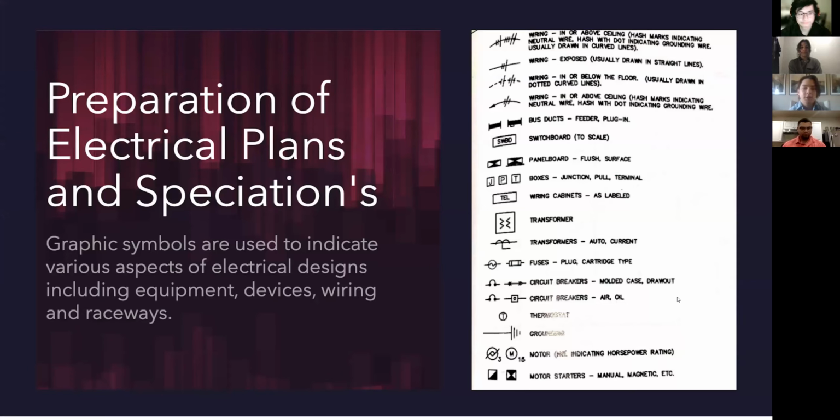And then you have your preparation of electrical plans and specifications. In the image on the right, these are your basic graphic symbols that are used to indicate various aspects of electrical designs, whether it's equipment, devices, wiring, and raceways. At the top, you see a couple of wiring graphic symbols, which show that the wiring is either above the ceiling, below the floor, or exposed. You have your switchboards, transformers, fuses, plugs, circuit breakers, thermostat, and your motor.